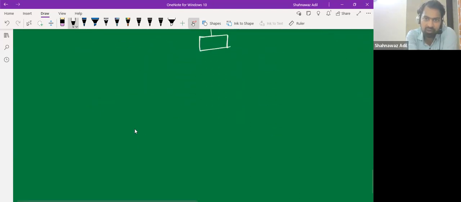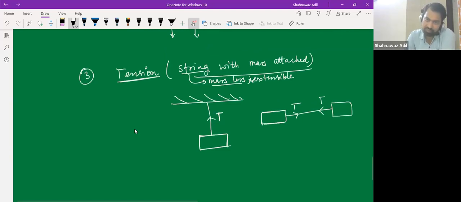Sir, I have one doubt. If there are two objects attached by a string and one object's mass is more, will that tension be more than the other tension? No, no. This object's mass is M1, and this is M2. But if these are the same string, the same kind of string, then this tension would be the same, right? Okay, sir. The tension would be the same.